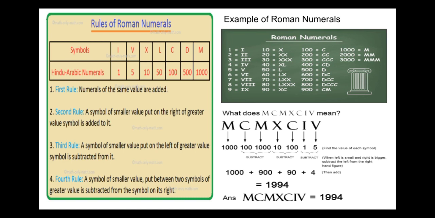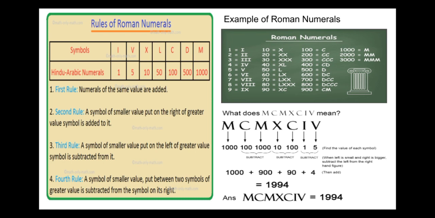Next, 90 is equal to XC. Why is the value of 90 XC? X is 10, C is for 100. Subtract: 100 minus 10 is equal to 90. Next is 100. The value of 100 in Roman numerals is equal to C. Add 2 Cs: C plus C is equal to 200. Add 3 Cs: C plus C plus C is equal to 300.